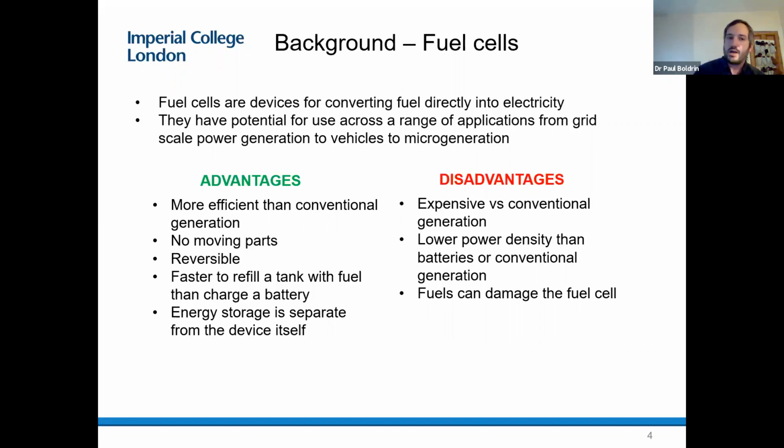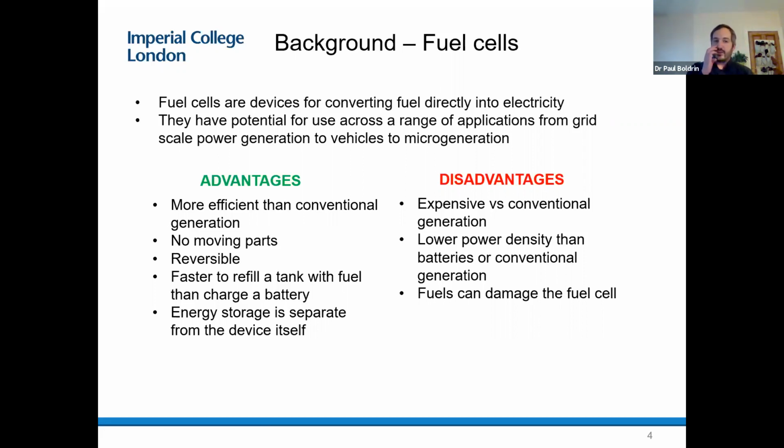So just comparing some of their advantages and disadvantages compared to both conventional generation and batteries. Fuel cells are typically more efficient than conventional generation because they're not limited by the Carnot limit. They've got no moving parts, similarly to batteries, which means that they're quiet, and also they don't suffer from the kind of degradation caused by moving parts. They're reversible, similar to a rechargeable battery, as in if you run them forwards, you're converting fuel into electricity. If you run them backwards, you can convert electricity back into fuel, which might be important in the future.